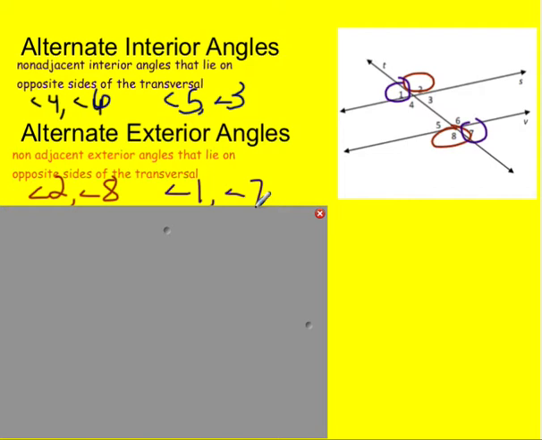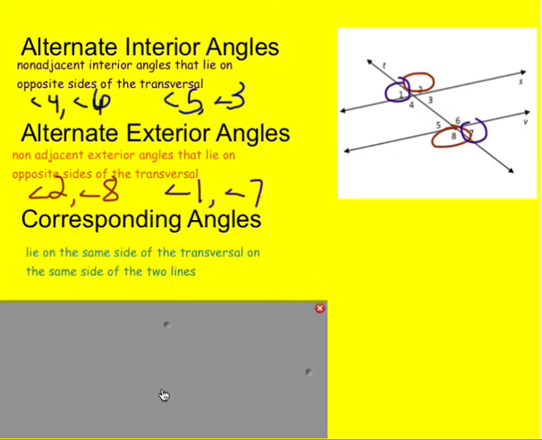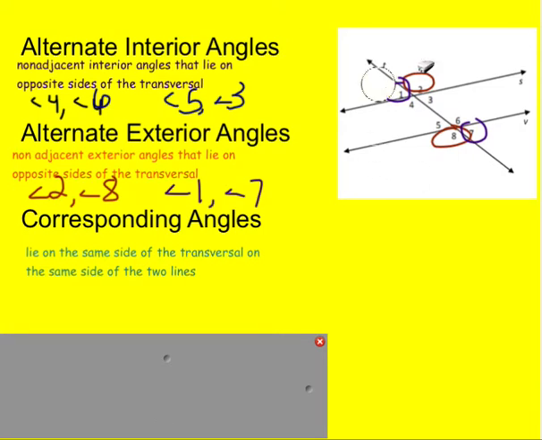Okay, so those are also alternate exterior angles. Last but not least, these ones tend to be the most difficult for students. So corresponding angles lie on the same side of the transversal on the two lines. So what on earth does that look like? They lie on the same side of the transversal, on the same side of the two lines. So we're going to have a couple pairs of these.